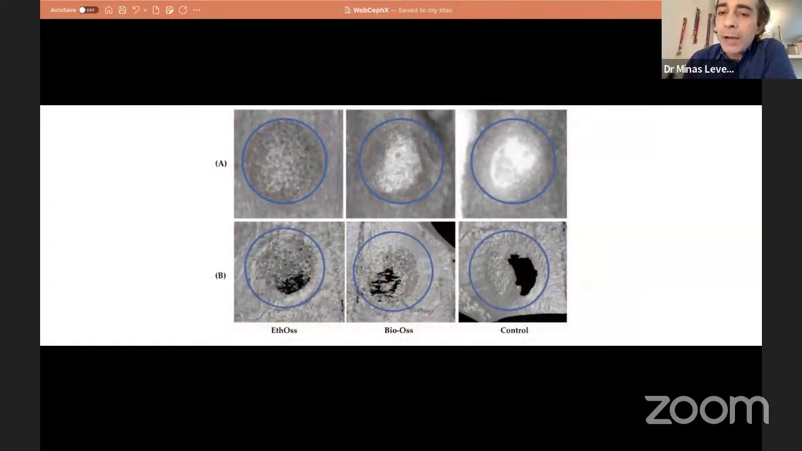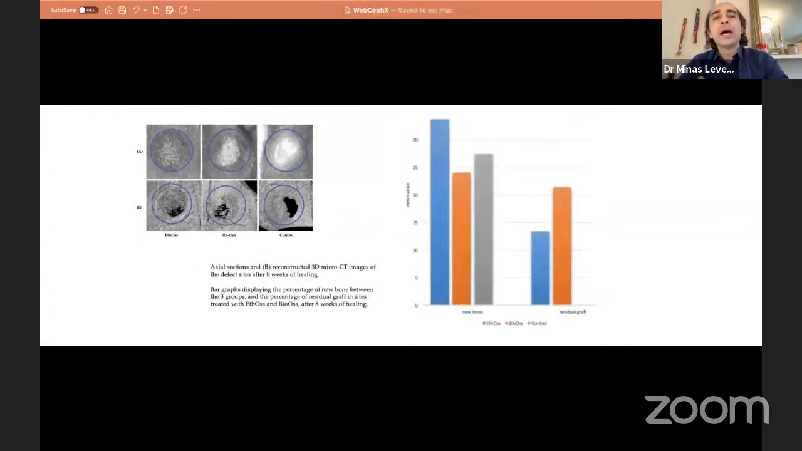And after observing macroscopically the differences, then we have other ways to do our measurements and our observations. We can do micro CT, and then we can do different analytical methods, and we can measure. So we find what we find in all the other published studies, that the synthetic here, Ethos, beta TCP with calcium sulfate, gave us more bone than the xenograft and than the spontaneous healing. So in many cases, the synthetic can promote and enhance the bone regeneration.